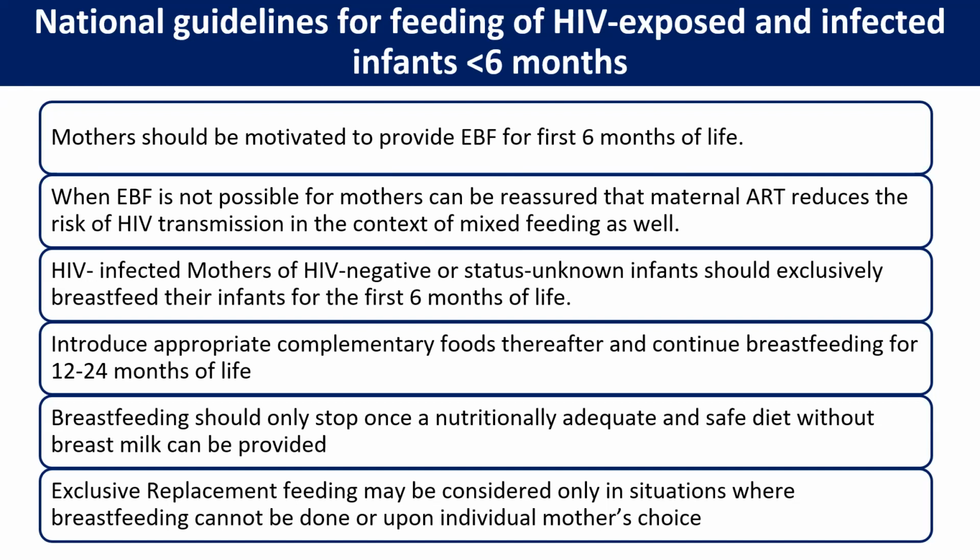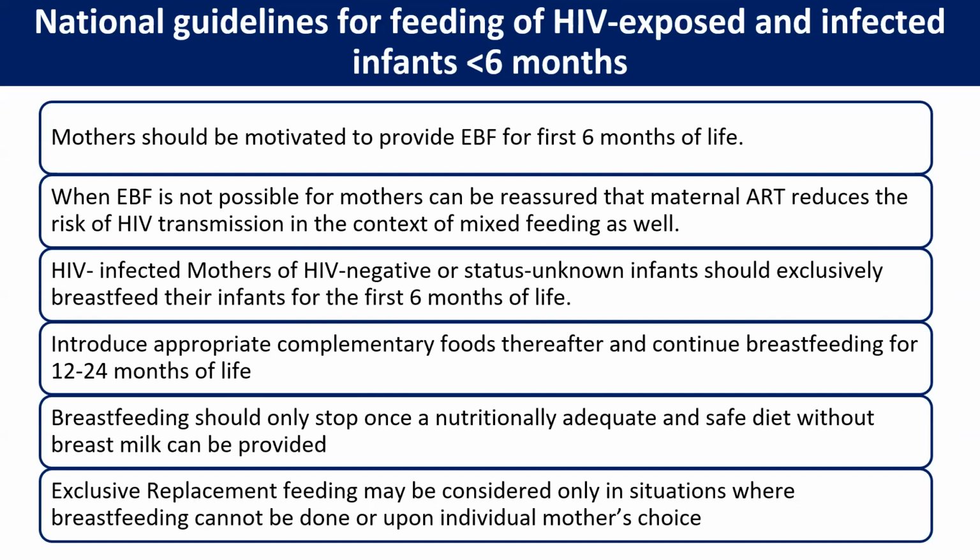For example, if a baby is born to an HIV positive mother and you do the EID at 6 weeks, and at that time you find that this child is HIV negative, then you don't need to shift them to alternate feeding. You need to continue breastfeeding in those infants also. And you should always introduce appropriate complementary feeding at 6 months, and should continue breastfeeding for 12 to 24 months. Usually we advise up to 24 months. And breastfeeding should only be stopped once a nutritionally adequate and safe diet without breast milk can be provided. Usually we expect this to happen by around 2 years.